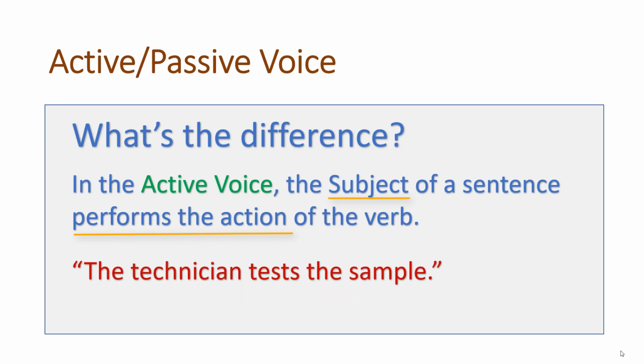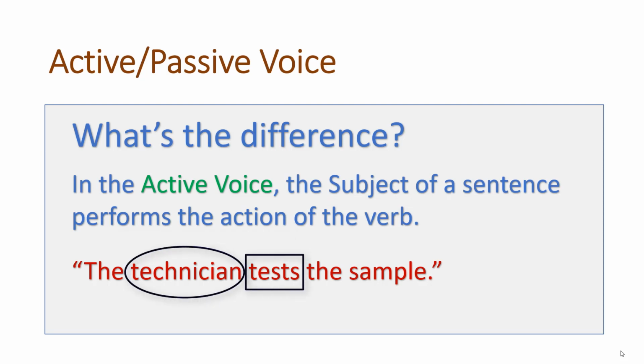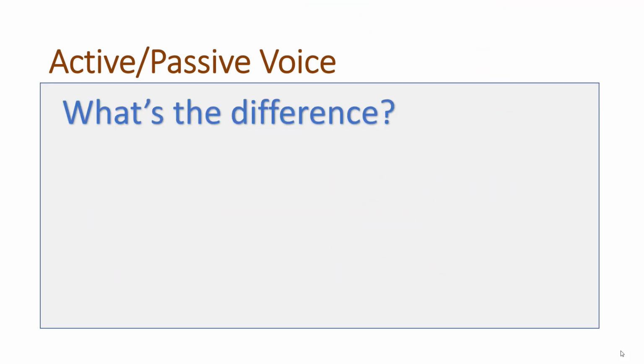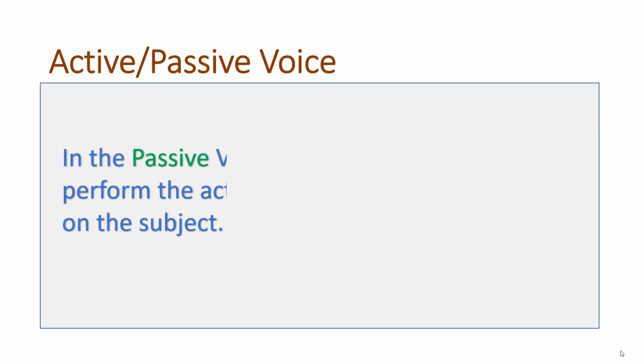For example, the technician tests the sample. Technician is the subject, and tests is the verb. So the subject, the technician, is doing something, testing. It's active. Now, in the passive voice, the subject is not performing the action.